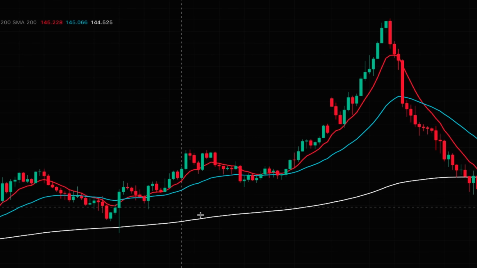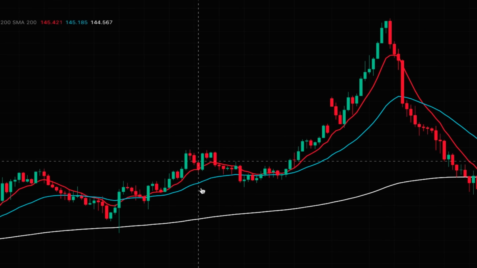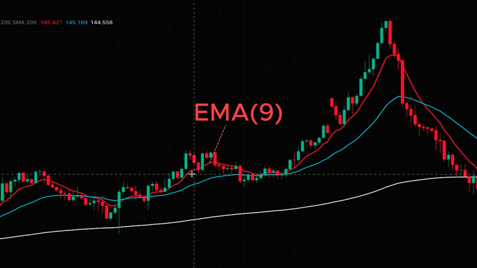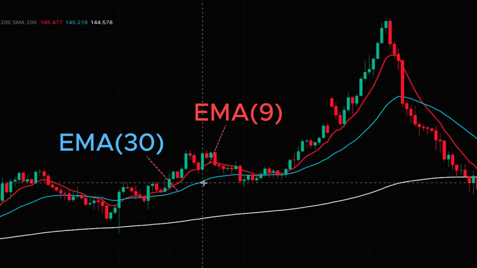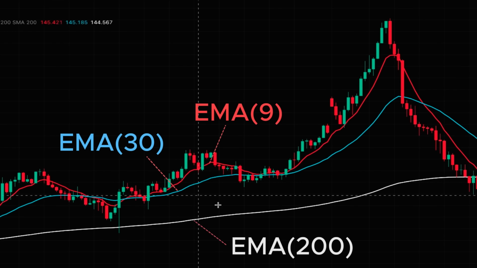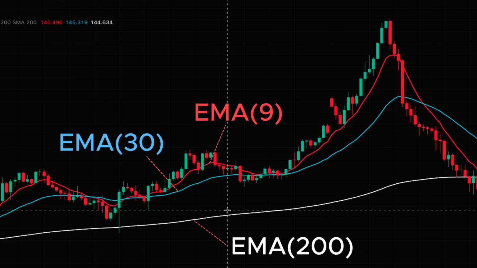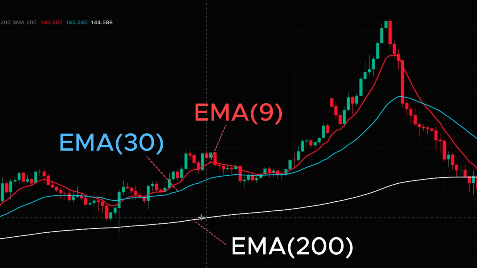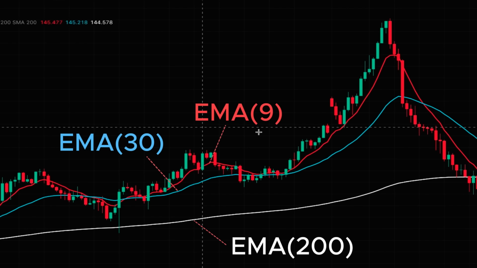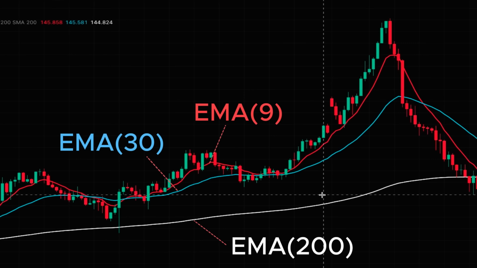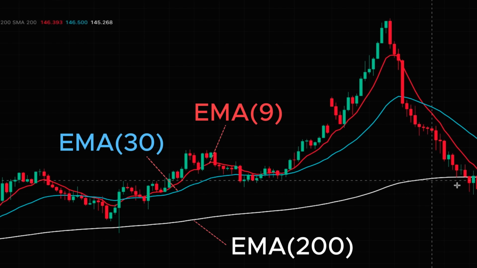Alright, getting back to our chart. So here we have 3 exponential moving averages. This red line is an EMA with length of 9, the blue line is an EMA with length of 30, and the white line is an EMA with length of 200. For this white line, we're going to use it for identifying the major trend of the market. When the price is above the white line, the major trend is up, and in times that the price is below the white line, the major trend is down.